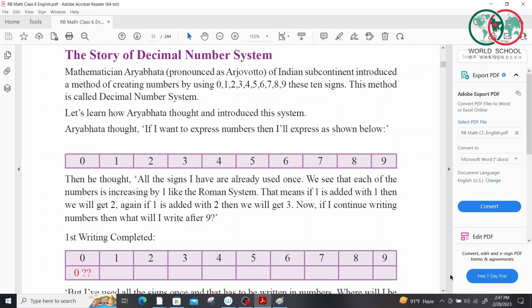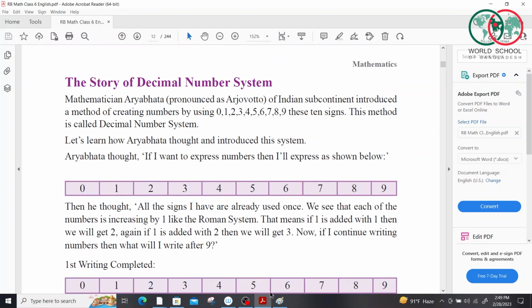Okay, so the story of the decimal number system. The mathematician Aryabhatta, who lived in the Indian subcontinent, introduced a numbering system called the decimal number system, where we use these symbols to represent 1 to 9. This is for 0, 1, 2, 3, 4, 5, 6, 7, 8, 9.